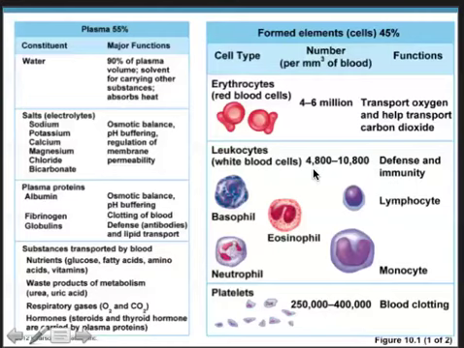Unlike the erythrocytes, these have a nucleus, and they're involved primarily with defending your body against disease, either in a nonspecific or a specific fashion. You've got between 5 and 10,000 of these per cubic millimeter of blood. They come in two broad categories: the granulocytes, which are the neutrophils, the eosinophils, and the basophils, and the agranulocytes, which are the lymphocytes and the monocytes, which eventually become macrophages.